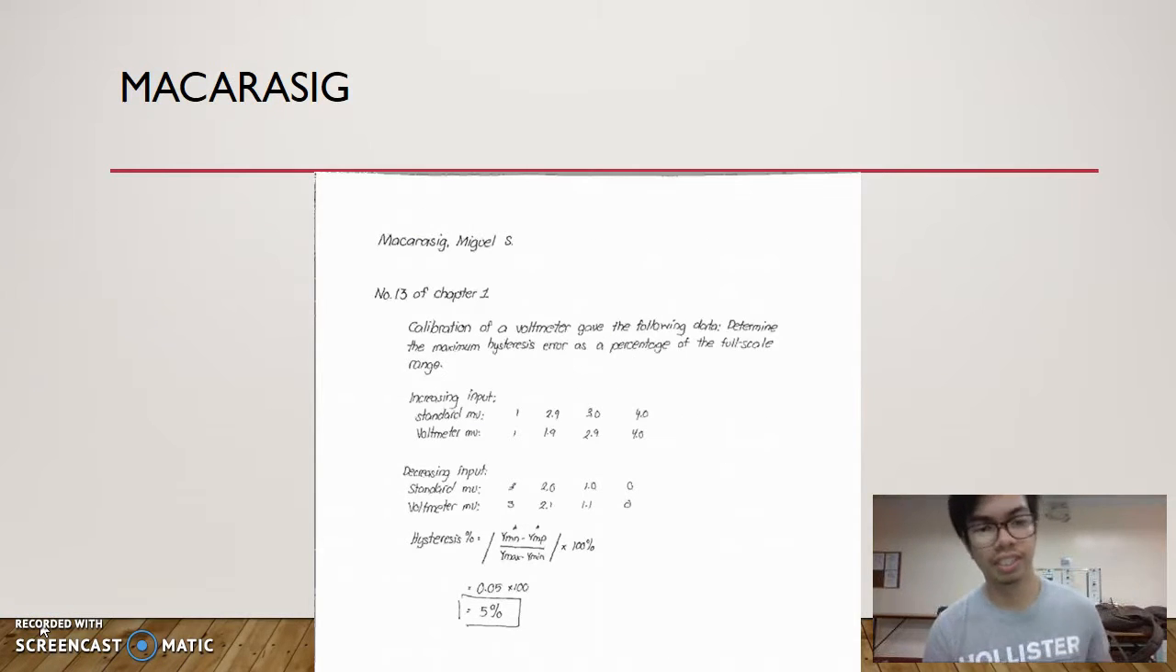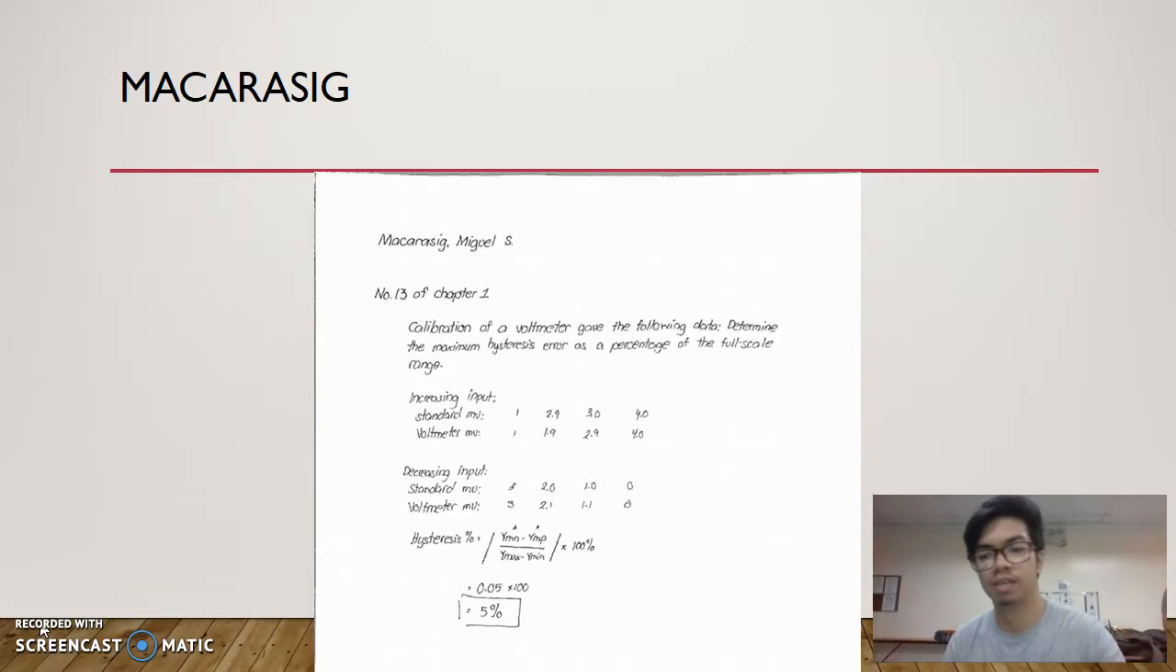So for number 13 of chapter 1, we need to find the maximum hysteresis error as a percentage of the full scale range. By the given data of the increasing input with millivolts as a unit, we have standard millivolts 1, 2, 3, 4. For voltmeter, 1, 1.9, 2.94. For the decreasing input, standard millivolts, this is 3, 2.0, 1.0, and 0. Voltmeter, 3, 2.1, 1.1, and 0.